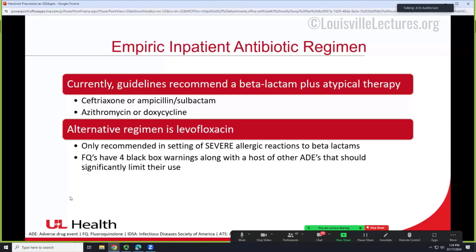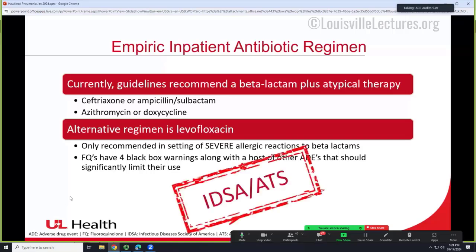Our empiric antimicrobial regimen, again, I'm sure you all know this by heart, is some sort of beta-lactam, ceftriaxone or ampicillin-sulbactam tend to be our go-tos, plus some sort of atypical therapy, being azithromycin or doxycycline. We're going to talk about the differences between azithro and doxy, but I think the biggest part here is they've kind of moved away, and I love that they gave this stamp of approval. Fluoroquinolones should really be reserved for patients who cannot take a beta-lactam. Again, you can get down to the bottom of a beta-lactam allergy and you can typically give these patients ceftriaxone or some sort of other cephalosporin.